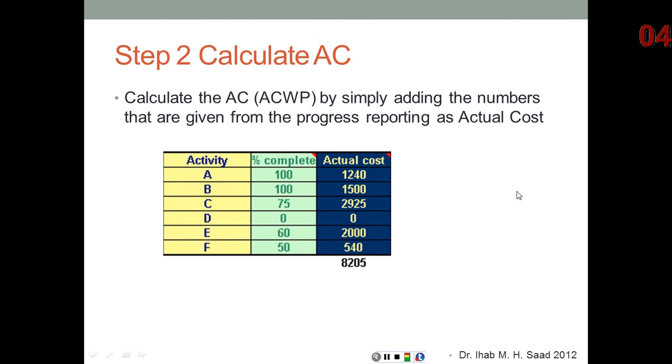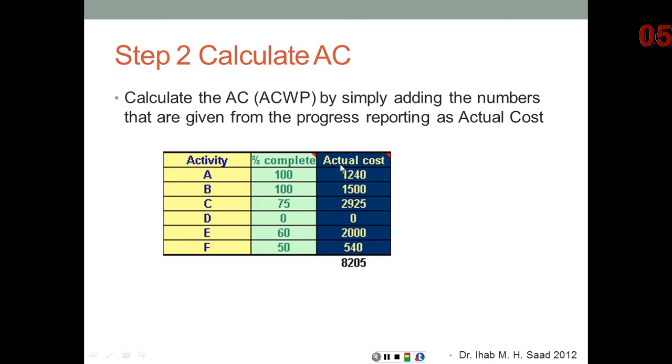Step number 2, again, is a very simple step. We have all the ingredients for calculating the actual cost, or actual cost for work performed. We are given the actual cost, which is basically what we collect from the site and from the invoices and from the receipts and so on. So it's easy to calculate that number, and we are given these numbers. Just by adding these values, we are going to get the total actual cost.